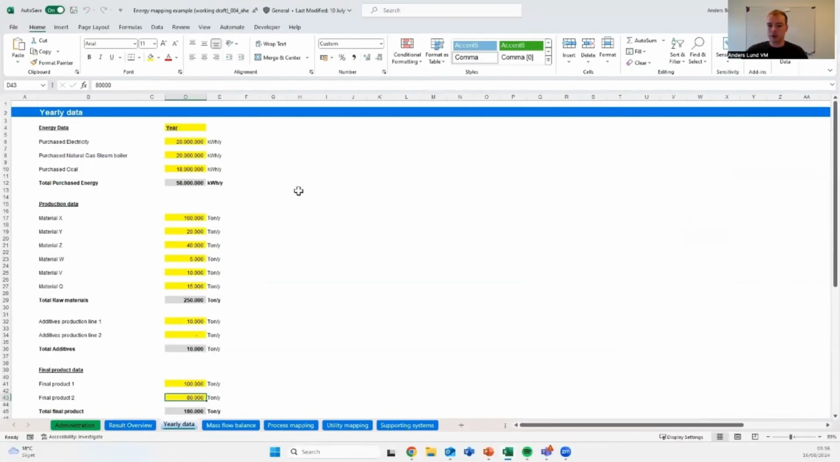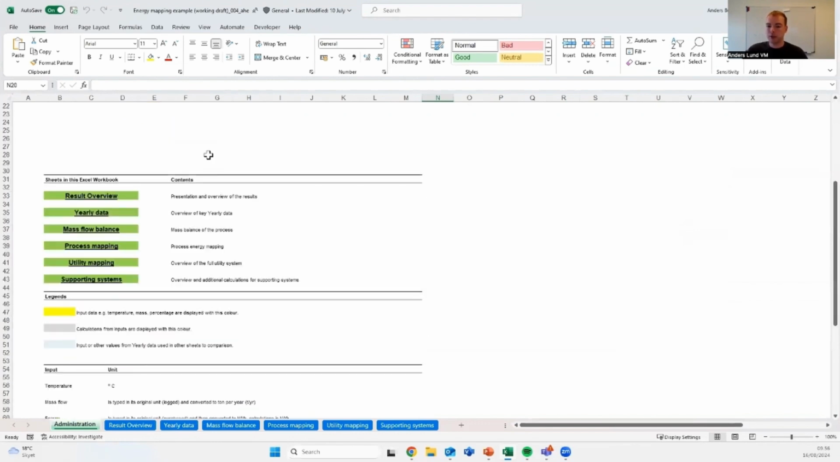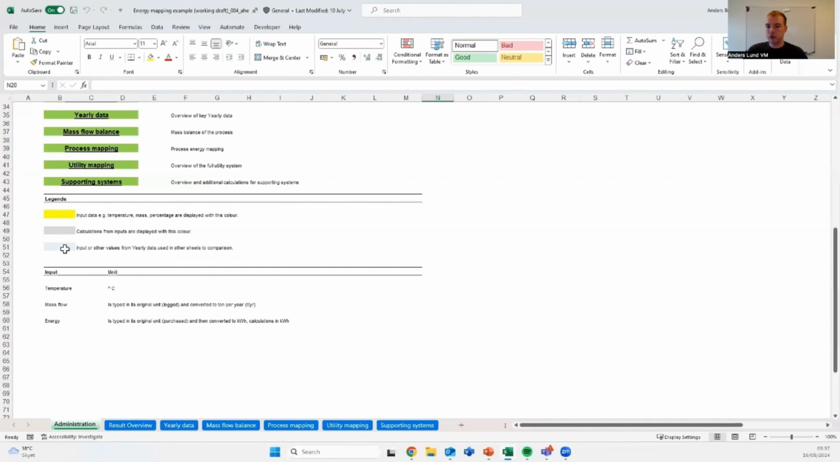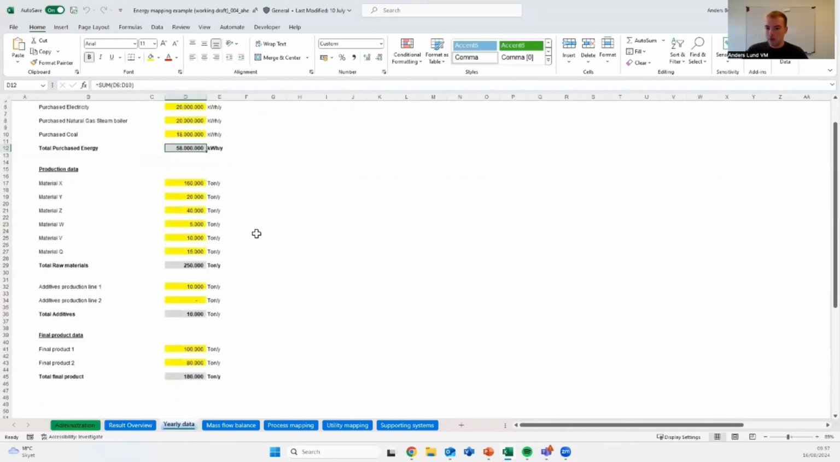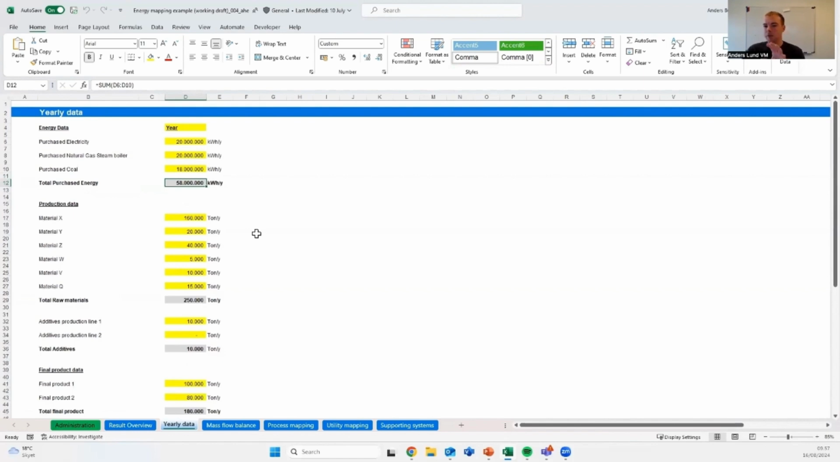And you can see the Excel sheet right now. So this is the sheet where you input all your data. You should only be adjusting all the yellow cells. Then you have the gray cells, which are calculation cells. You also see that this is the front sheet. You have a small explanation of each legend or each color, so you can see what they're used for. But this is the main input sheet to the mass flow balance that you will see in the next slides.